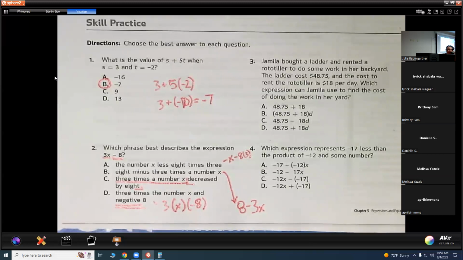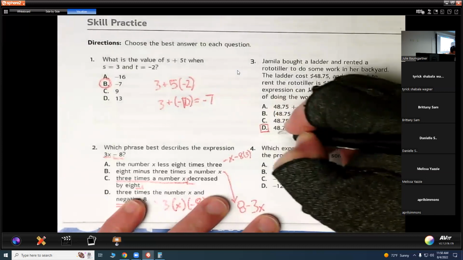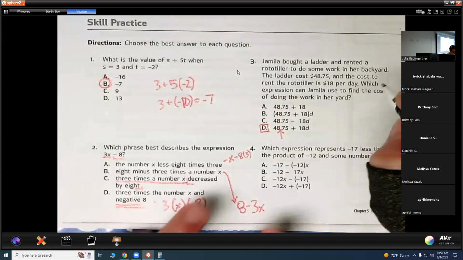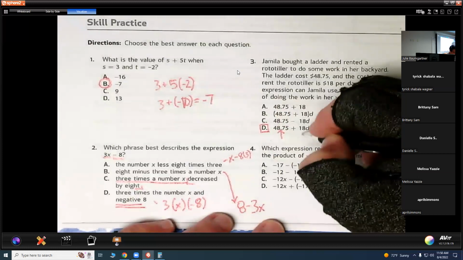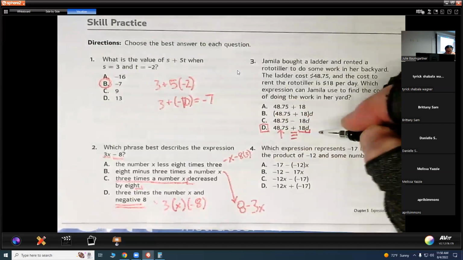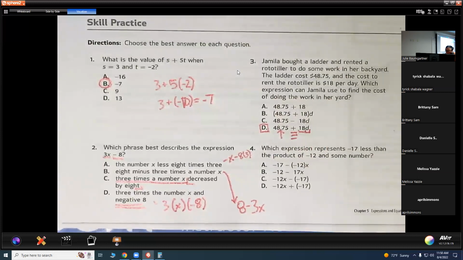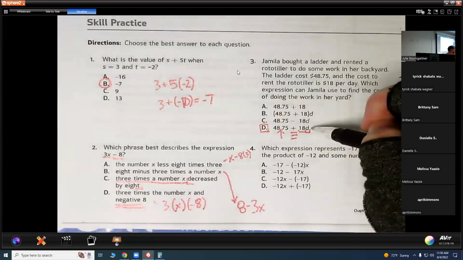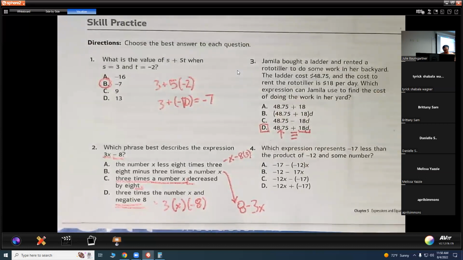D. Does everyone agree with Melissa? I sure do. Good job, April. So here's the cost of the ladder, and then we have $18 per day on the rototiller, and of course she needs both of those items. She knows how many days of work she has to do, then she can calculate her rental costs. Beautiful. Okay, which expression represents -17 less than the product of -12 and some number?